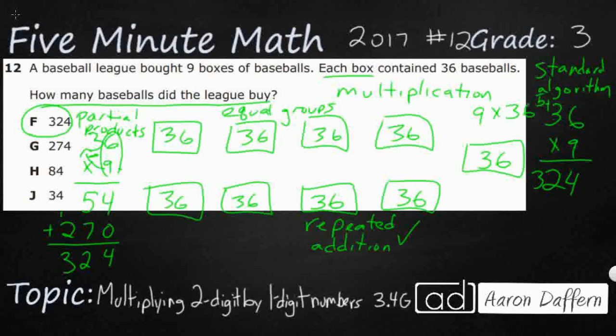Now, how do we get some of these wrong answers? Well, 36 times 9. If I don't do any regrouping, if I just say 9 times 6 is 54, throw away the 5, which we're not supposed to do, and then 9 times 3 is 27. That's how you get this 274. And then H and J, guys, I've got no idea how to get those answers. I've been staring at them for 5 minutes with no clue.